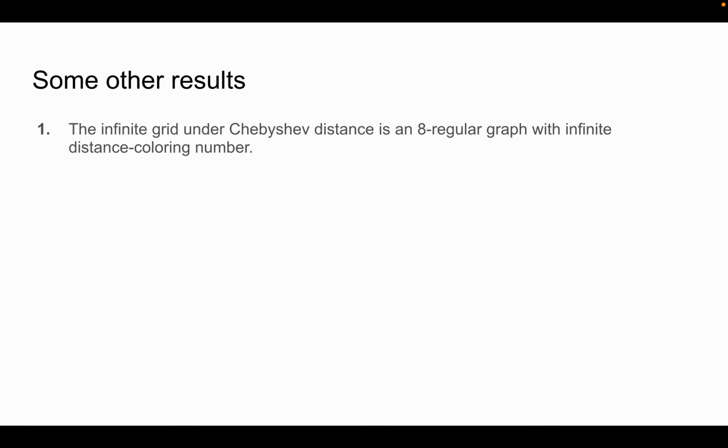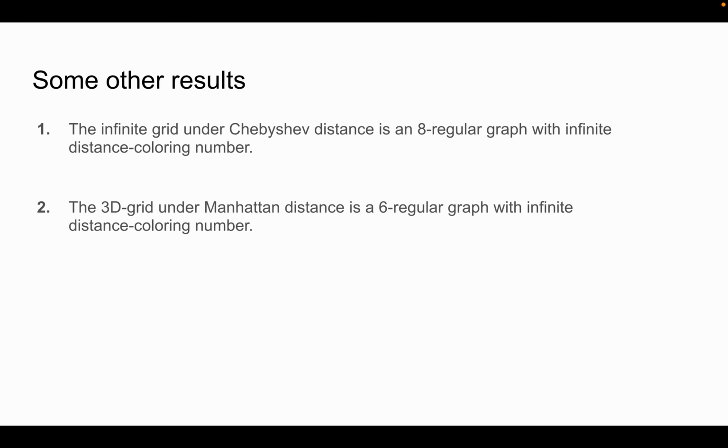We have shown that the infinite grid under Chebyshev distance, meaning that cells are also neighbors of the cells that are diagonal to them, well, if we consider this infinite graph, this is an 8 regular graph with infinite distance coloring number. We have also been able to show that the 3-dimensional grid under the Manhattan distance is a 6 regular graph with infinite distance coloring number. We have also been able to show that the distance coloring number of the infinite perfect binary tree is exactly 6.